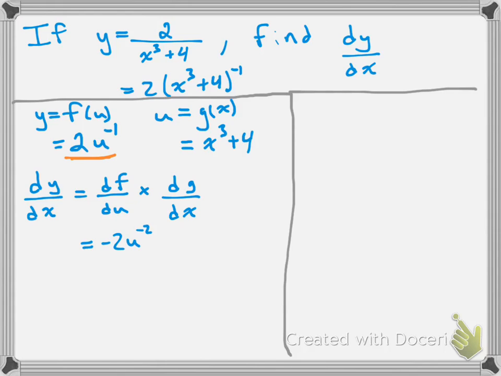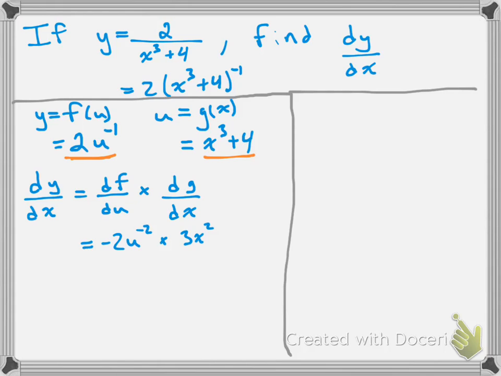I'm going to multiply that by the derivative of g with respect to x. Well, my function g is given right here. So I take the derivative of that with respect to x, and I'm multiplying. So the derivative of this function with respect to x, well, that is 3x squared. Okay, so now I have negative 2u to the power of negative 2 times 3x squared.